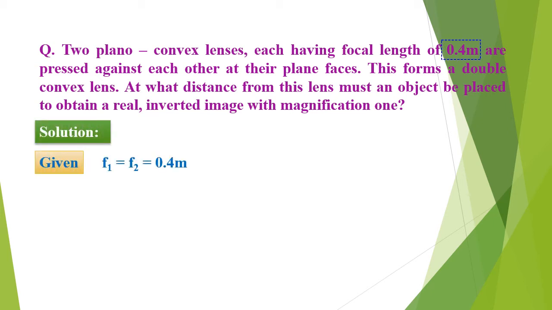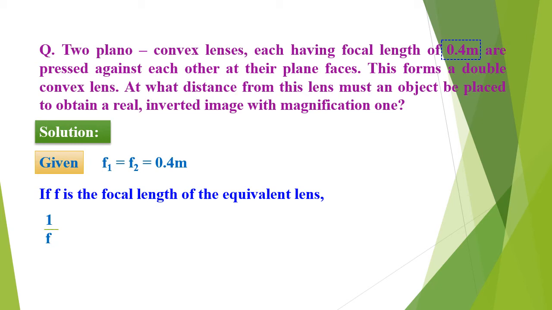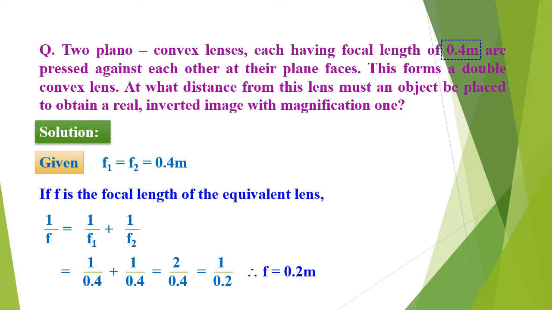So given data, both the lenses are plano-convex lenses of equal focal length. F1 is equal to F2 is equal to 0.4 meter. If F is the focal length of the equivalent lens after combining, then we can write by the formula 1 by F is equal to 1 by F1 plus 1 by F2. By substituting the value, 1 by 0.4 plus 1 by 0.4, it will become 2 by 0.4. This gives rise to F is equal to 0.4 by 2. So that value will come as 0.2 meter.